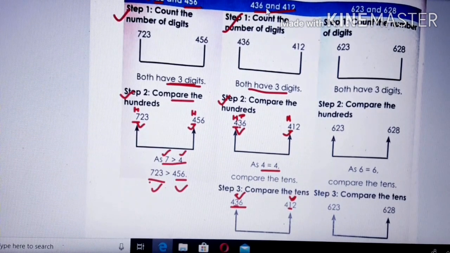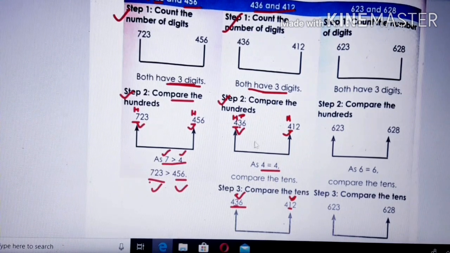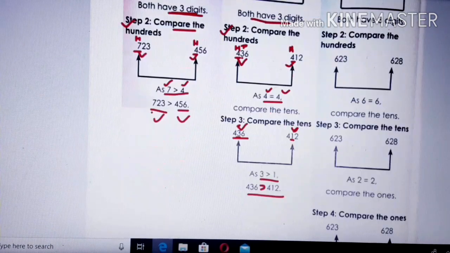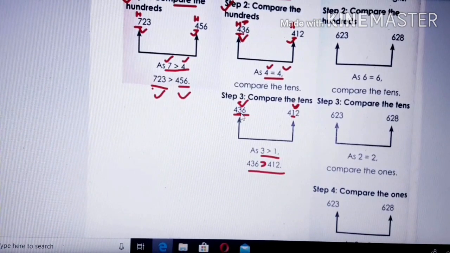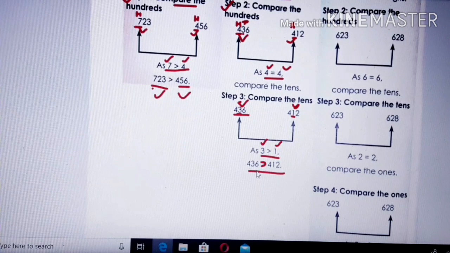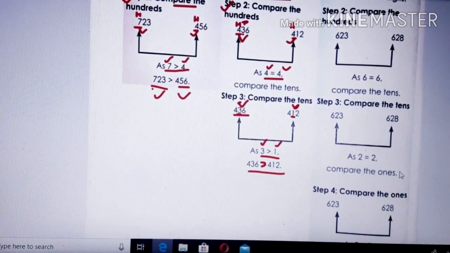Let's take an example. 436 and 412. So first what are we going to do? We are going to count the number of digits. Both have 3 digits, isn't it? Next, we are going to compare the hundreds place. Both have 4 in the hundreds place. It means 4 is equal to 4. If it is equal, children, then we will move to the tens place. What number is there in the tens place? 3. And in the other number, 1. So it is clear that 3 is greater than 1. That means the number 436 is greater than 412. Is it clear?